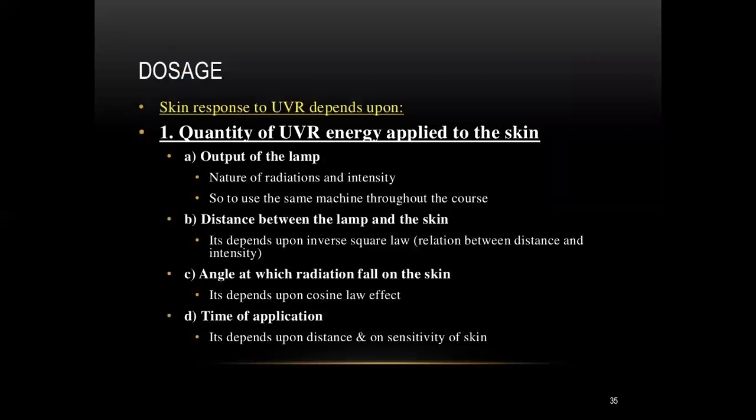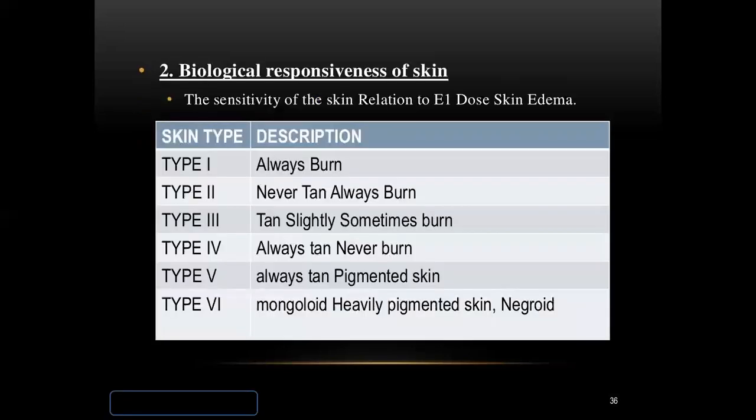Skin response to UVR depends upon the quantity of UVR energy applied to the skin: A, the output of the lamp, nature of radiation and intensity, so use the same machine throughout the course. B is the distance between the lamp and the skin. It depends upon the inverse square law, the relation between distance and intensity. C is the angle at which radiation falls on the skin; it depends on the cosine law. D is the time of application. It depends upon the distance and on the sensitivities.